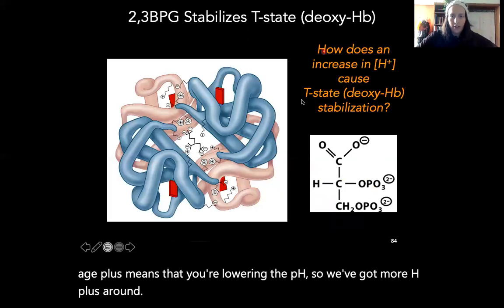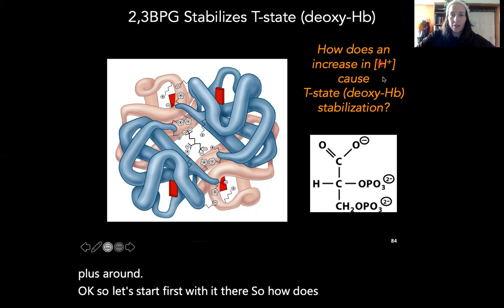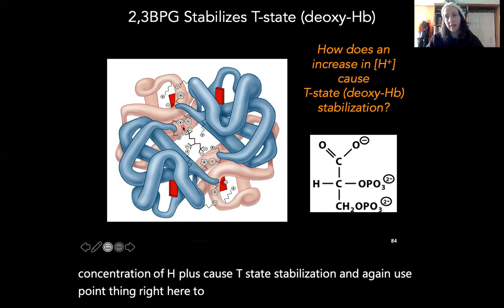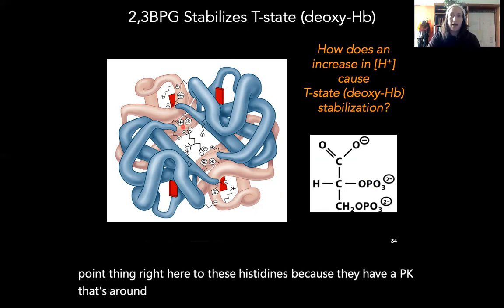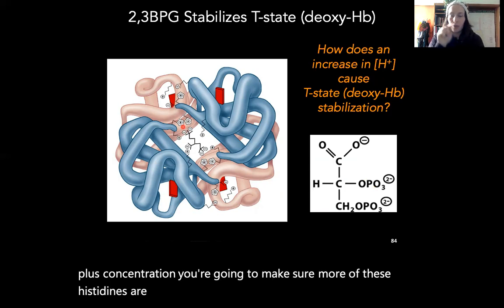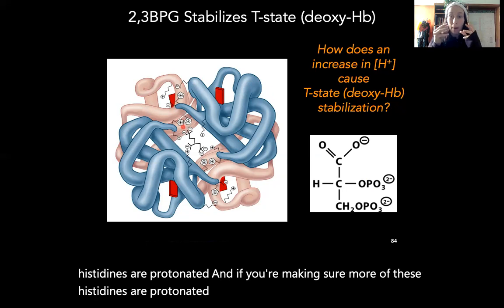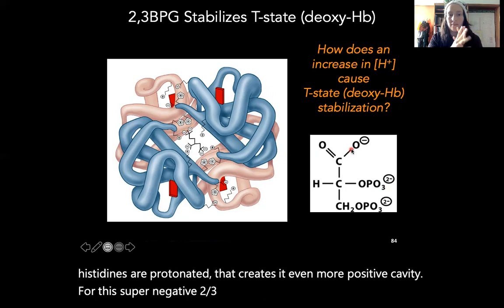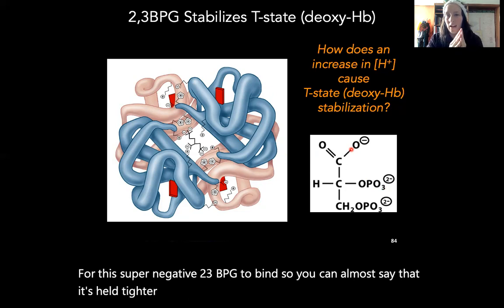Okay, so let's start first with that. How does an increase in the concentration of H+ cause T state stabilization? And again, you just point right here to these histidines because they have a pKa around 6 and blood is about 7. So if you increase the H+ concentration, more of these histidines are protonated. And if more of these histidines are protonated, that creates an even more positive cavity for this super negative 2,3-BPG to bind. Okay, so you can almost say that it's held tighter by those ion pairs.